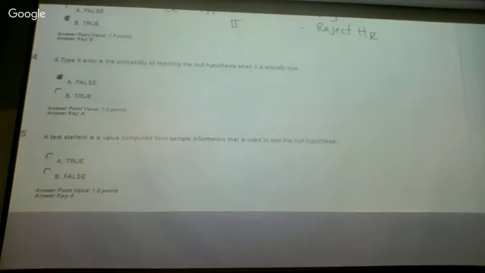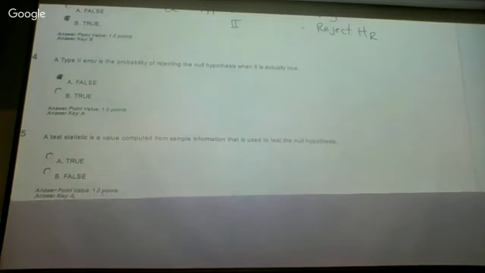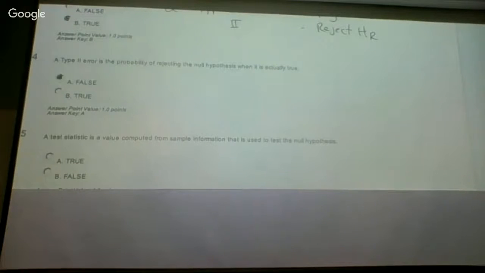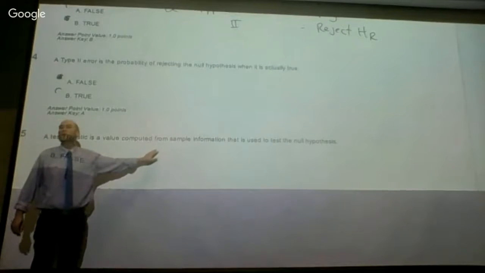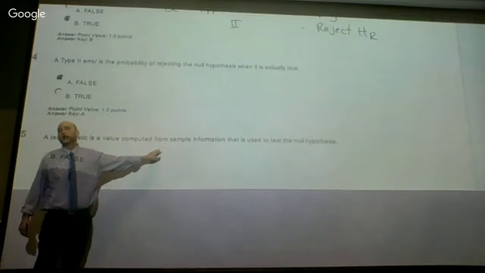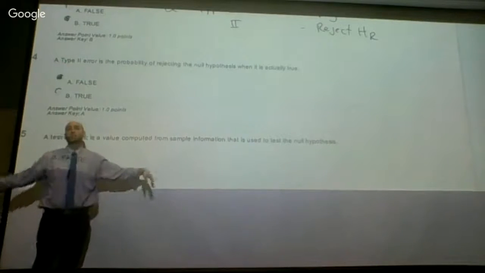A test statistic is a value computed from sample information that is used to test the null hypothesis. Chris, what's the answer? True. Yeah, that's true. A test statistic is computed. And what do you use to find a critical value? The table. What do you use to find a test statistic?